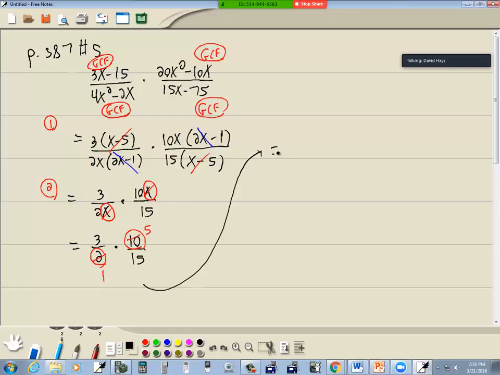Now I'm showing a lot more steps than you need to. Okay. Well, here we have 3 and here we have 15. Those are both divisible by 3. 3 divided by 3 is 1. 15 divided by 3 is 5. So we got 1 over 1 times 5 over 5. And here I got 5 and 5. They're both divisible by 5. That gives you 1. That gives you 1. So I got 1 over 1 times 1 over 1. There's nothing else we can cancel.